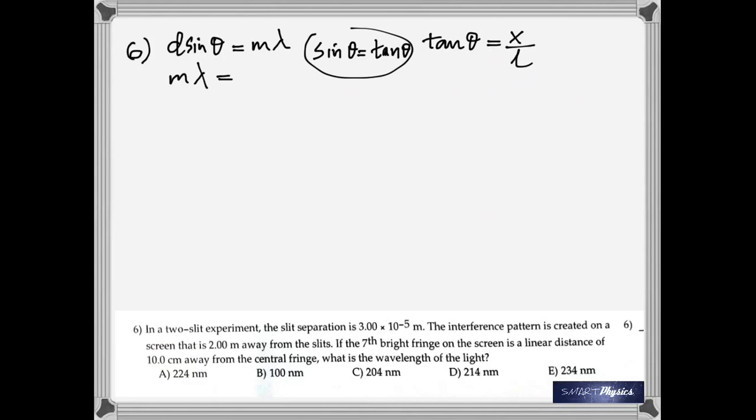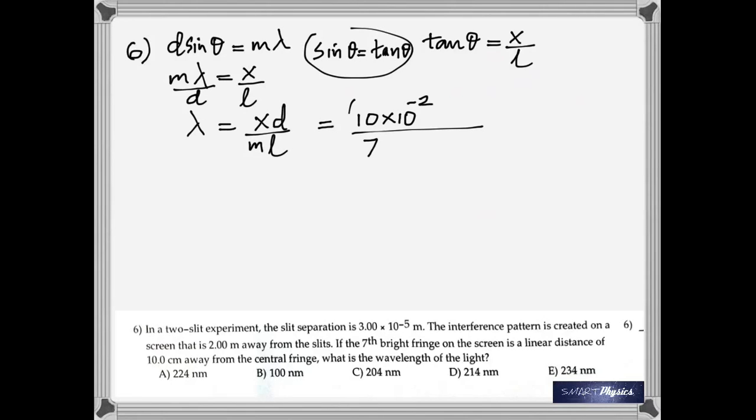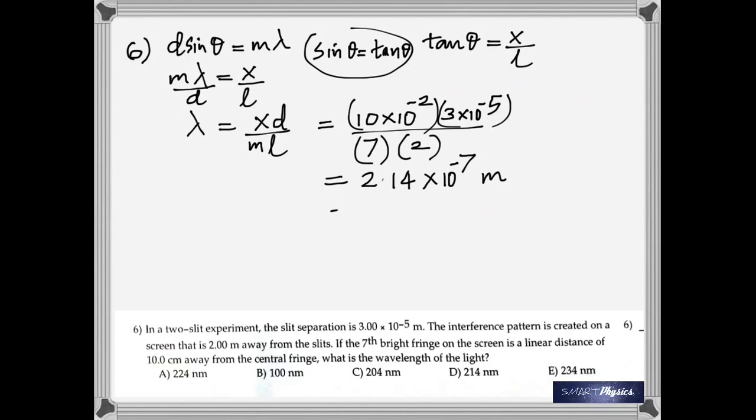And just as before, sine theta is equal to tan theta, we did all this before. And so finally, when you put them together, you get lambda is equal to x by m times L, and when you substitute, x is 10 centimeters, that's why it's 10 times 10 to the negative 2. It's the 7th bright fringe. Once again, remember, we're using the condition for brightness. And in nanometers, 214, yes, nanometer.